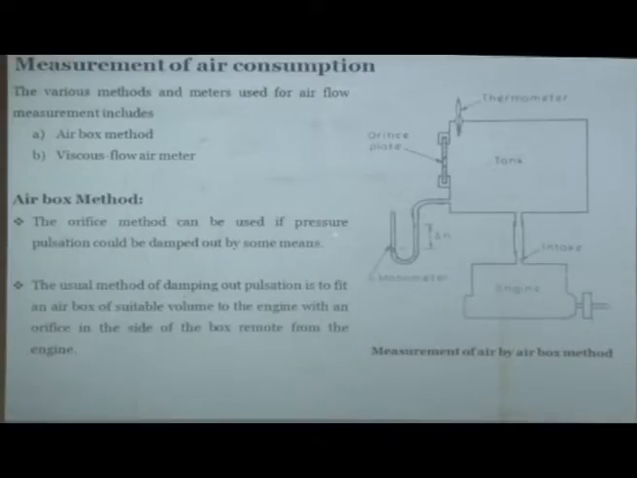This orifice method can be used if pressure pulsations are damped out by some means. The usual method of damping out pulsation is to fit an air box of suitable volume to the engine, with an orifice in the side of the box which is far away from the engine. So, this is how you do the measurement.